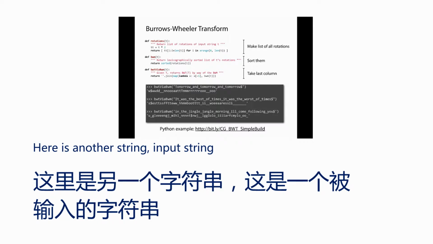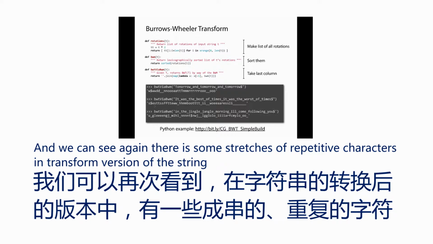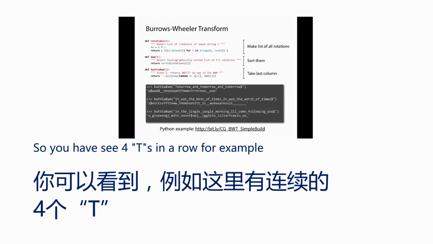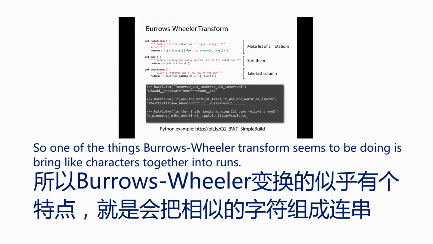Here's another input string. It's perhaps not quite as literally repetitive, but there are some repeats in here. And we can see, again, that there are some stretches of repeated characters in the transformed version of the string. So here's 4 T's in a row, for example. And then here's a third example. Again, we see repeated characters in here. So one of the things that the Burrows-Wheeler transform seems to be doing is bringing like characters together into runs.